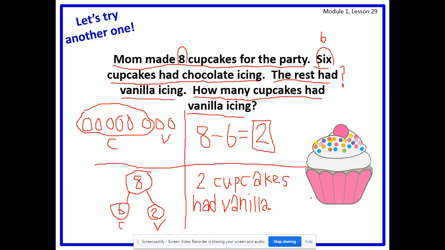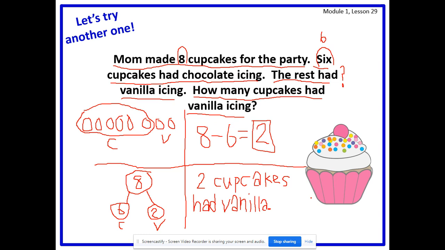Period. 2 cupcakes had vanilla. So make sure that you write this statement. When you are done, if you're still not done, go ahead and press pause in the video so that you finish writing. Go ahead and press play when you're ready to continue.